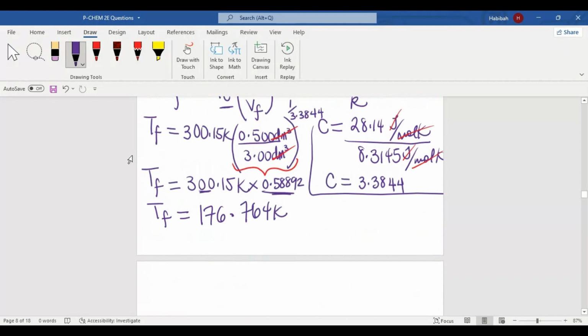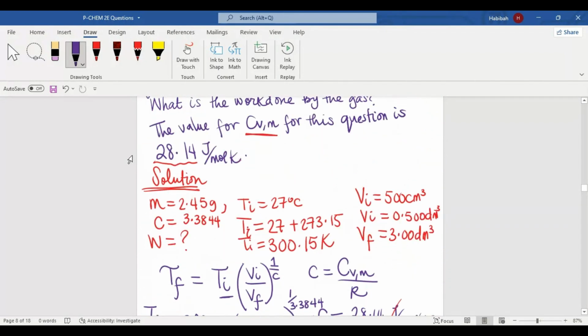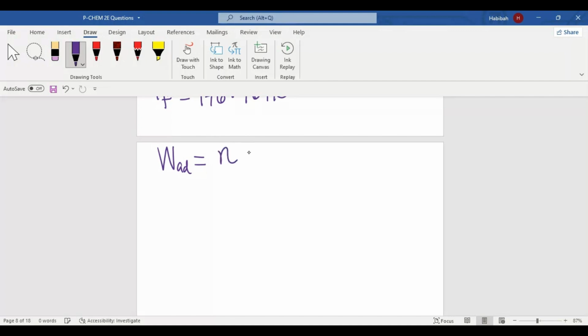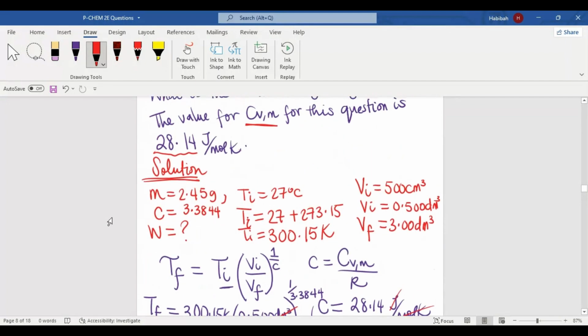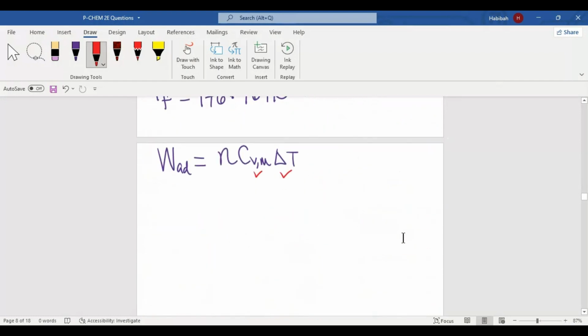Now, let's not forget that our work is not complete. Our work requires us to find the work done. So let's not forget that the formula for work done is number of moles times the molar heat capacity at constant volume times the change in temperature. We have the molar heat capacity at constant volume given to us, and we can find the change in temperature. But the issue is we don't have the number of moles. Well, looking back at our question, we have a CO2 gas and we're told the mass. We have the mass, we can calculate the molar mass, and we can find, of course, the number of moles.